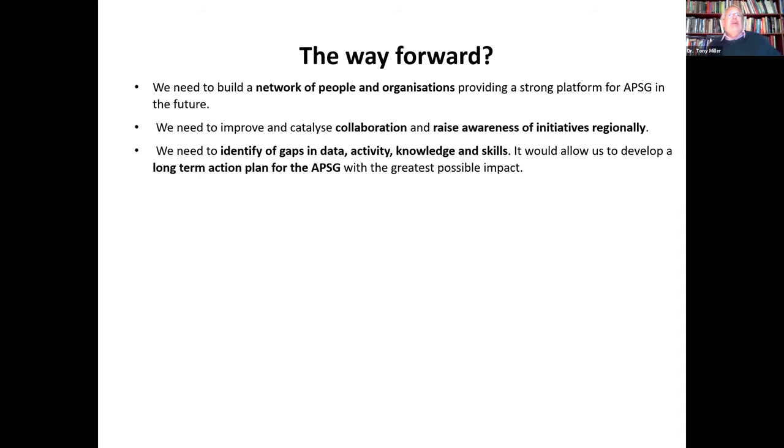We also need to identify gaps in data, activity, knowledge and skills. At the moment, there's no central data. There's lots of data distributed all over the region, in different databases. There are activities going on, but there's little sharing of knowledge and little sharing of skills. This is the sort of thing we need to start collaborating on, to help us develop long-term action plans for the Arabian Plant Specialist Group.